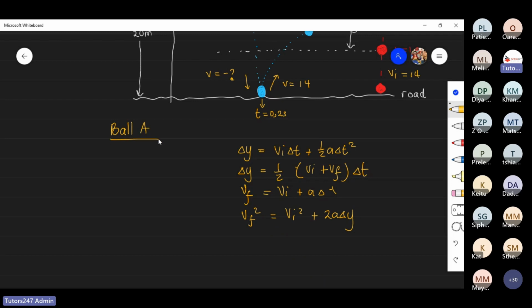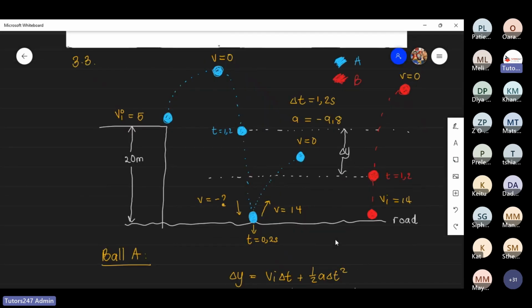So we're going to calculate their distances individually. What I'm going to do is calculate the height above the ground of ball A at 1.2 seconds. Then I'm going to calculate the height above the ground of ball B at 1.2 seconds. Once I have those two values, I'm going to compare them in order to get the distance between the two balls.